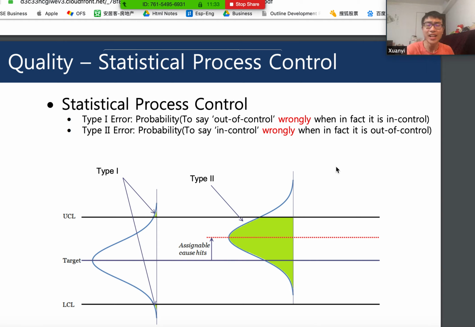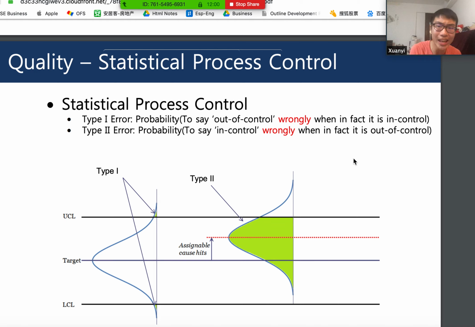And then the opposite is type 2 error, which is when you say it's in control wrongly when in fact it is out of control. Although it seems like it may be an outlier, maybe it's quite far away from the average, you still accept the product's quality as in control. You believe it is a possible tolerance. You are able to tolerate this product, but in fact it can be out of control, which means it's actually out of your acceptable quality range.